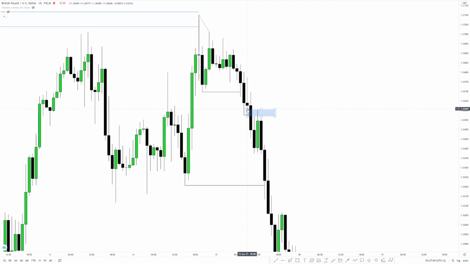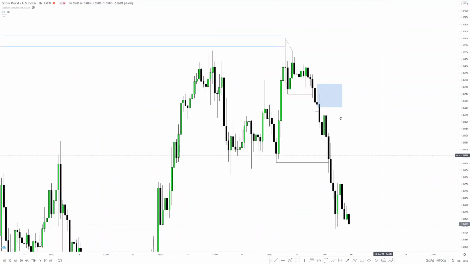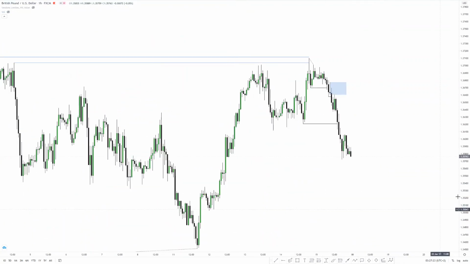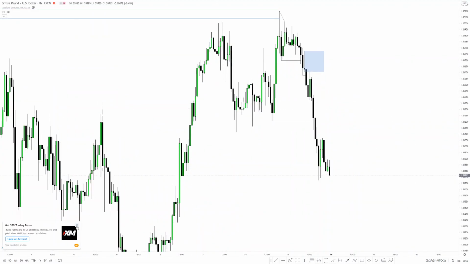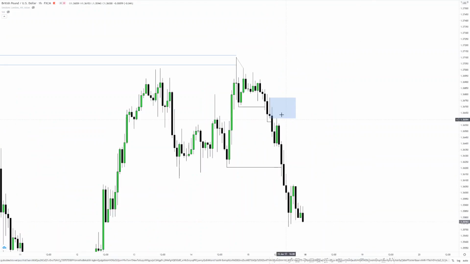I then marked the high of the imbalance, and the low of it was here. So obviously my focus is going to be at the high, because that's where I'm expecting a reversal. So I marked the high of it, and then to the high of this candle for me to start looking for reasons to short.